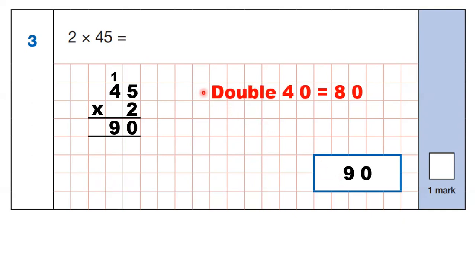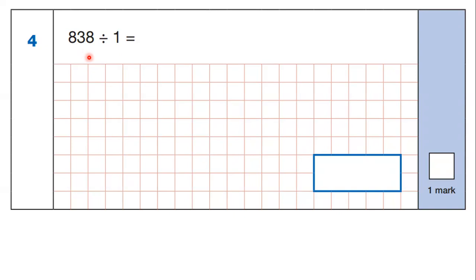Double 40, or 2 times 40, is 80, and double 5, or 2 times 5, is 10, so adding those up gives you 90. Question 4, 838 divided by 1. Any number divided by 1 is just that number, so our answer is 838.